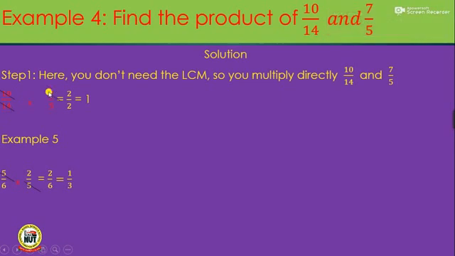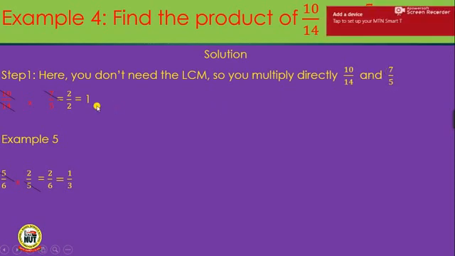Now look at it. 7 here, 1, 7 in 14, 2. So we have 2 here remaining. Then 5 here, 1, 5 into 10, 2. So you notice that at the numerator we have 2 remaining, then at the denominator we have 2 also remaining. That becomes 2 all over 2, which is equal to 1. So it means that the product of 10 all over 14 and 7 all over 5 is equal to 1. So the product of these two fractions is equal to 1.